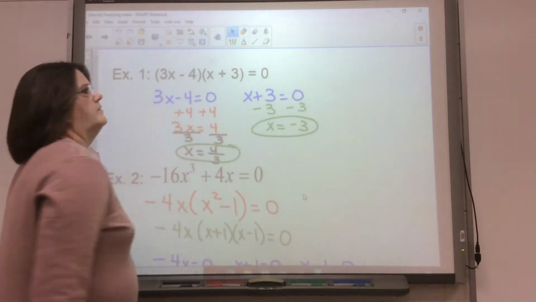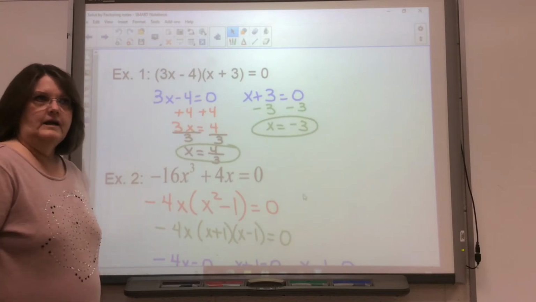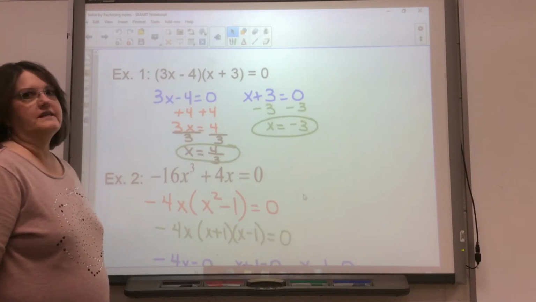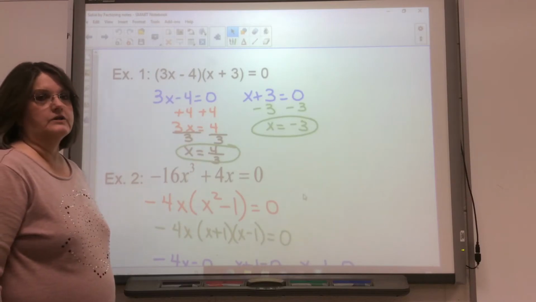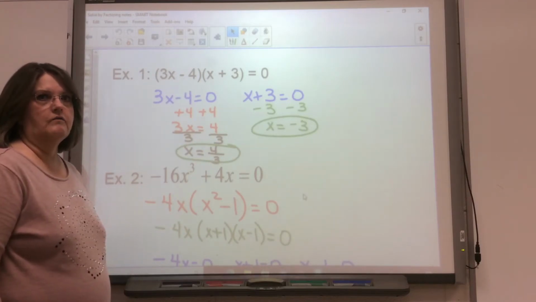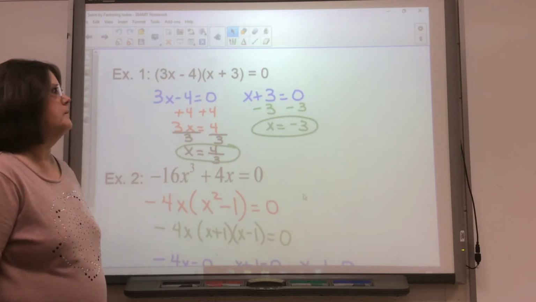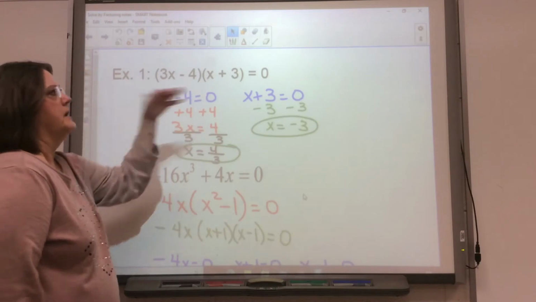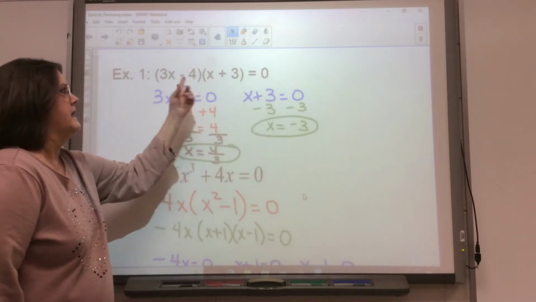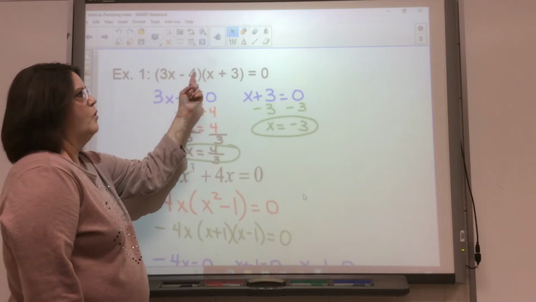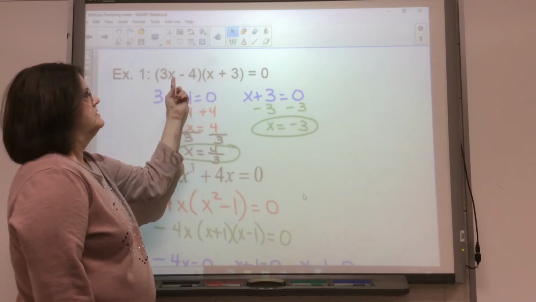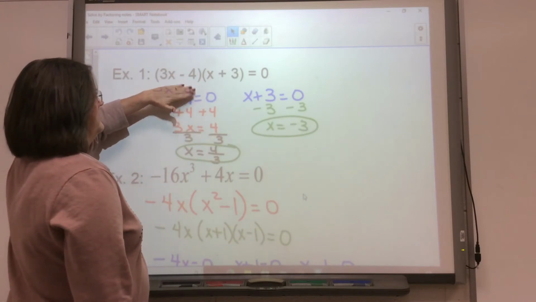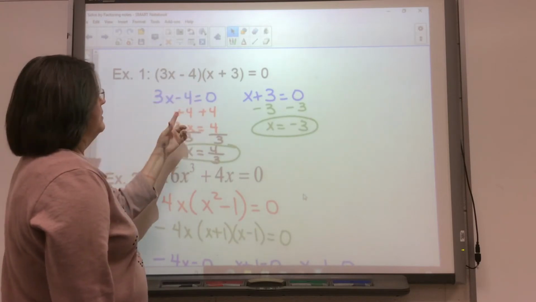Okay, this is solving a quadratic equation by using the factoring method. Now, the first example is already factored. I just wanted you to see how to solve one when it was already in this form. Basically, what will solve the equation, because it says equal to 0, would be if this equals 0 or if that equals 0, because 0 times anything is 0. So what you do is you take both these scenarios and set them equal to 0 and solve.